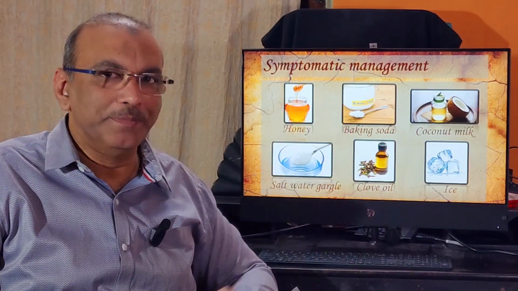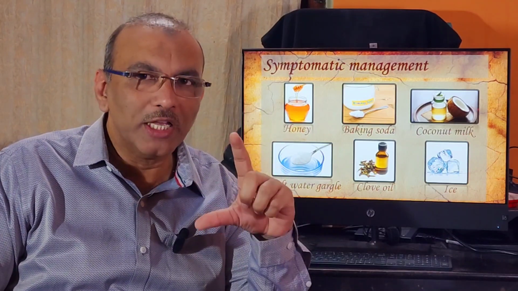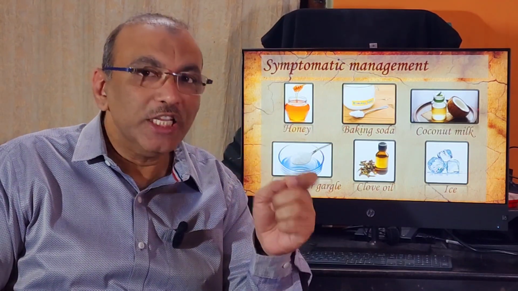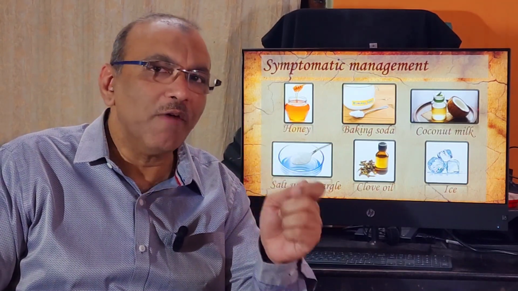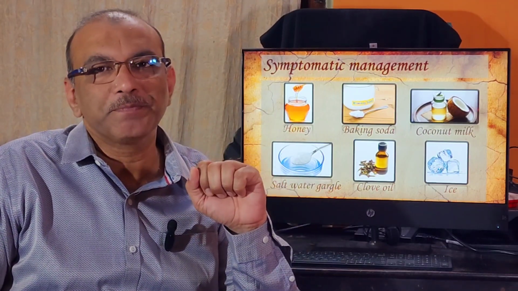Baking soda will be better. So the preparation, if you ask me, for the baking soda: 1 glass of water, teaspoon, not the tablespoon, teaspoon, half teaspoon baking soda will be enough. With that you can gargle 2 or 3 times.